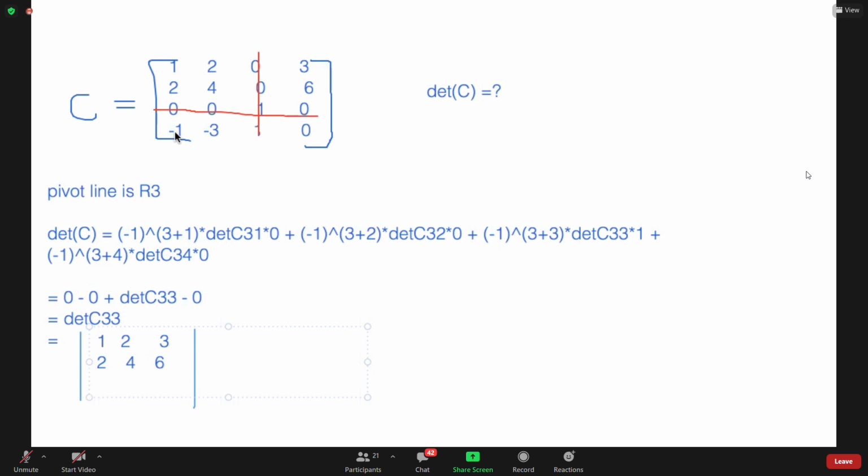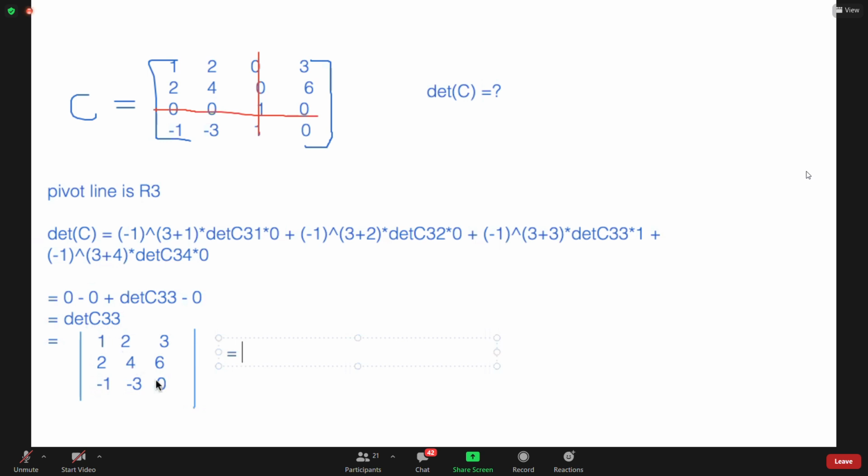And then a -1, -3, and a 0, because I completely cut this line, and then I also cut the element on this position. And now I have to calculate the determinant of 3 by 3, for which I have a formula.